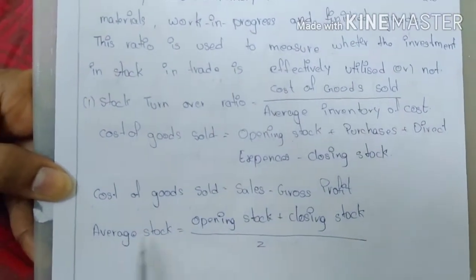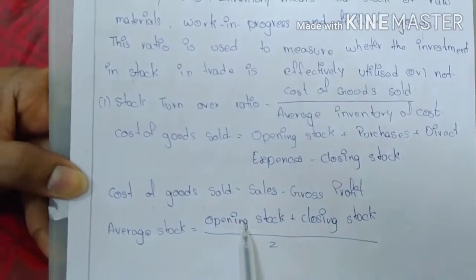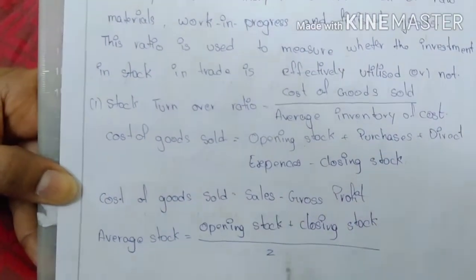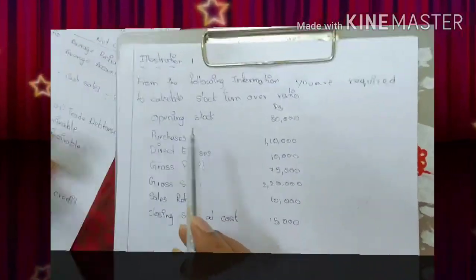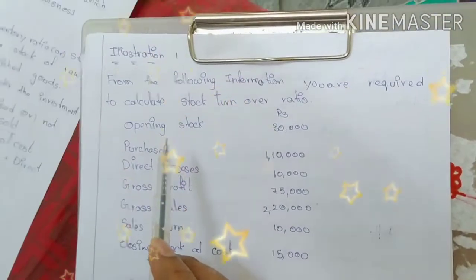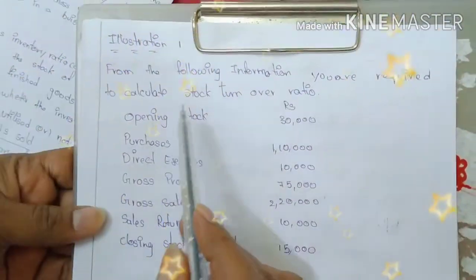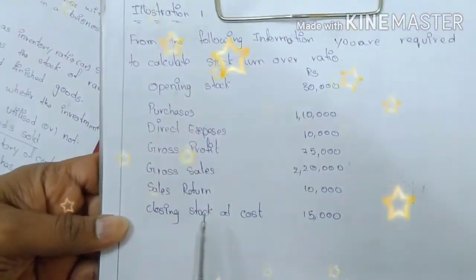Next, average stock equals opening stock plus closing stock divided by two. We can explain the stock turnover ratio, or inventory turnover ratio, with the help of the following illustration.